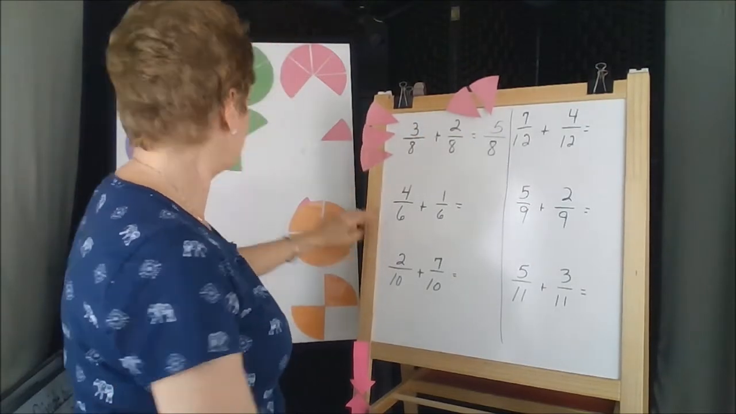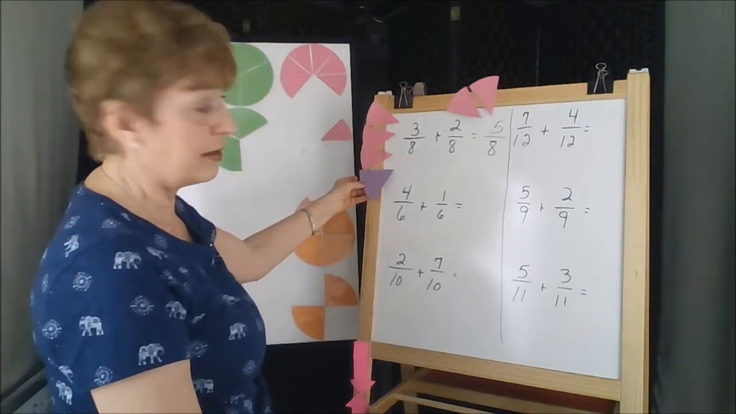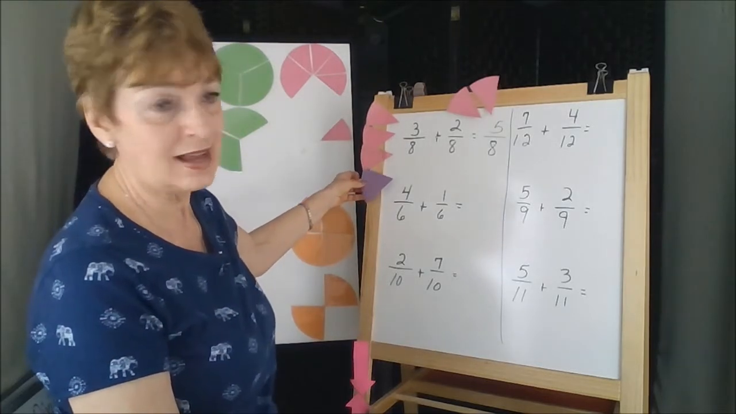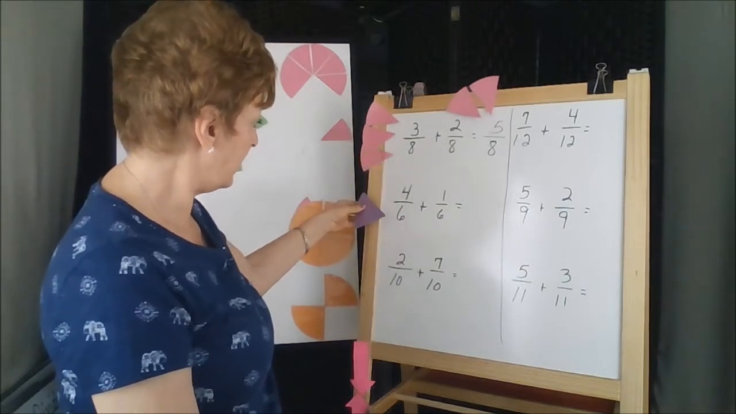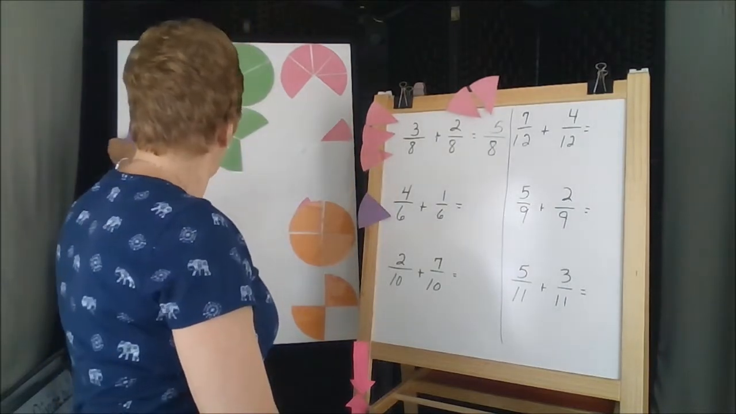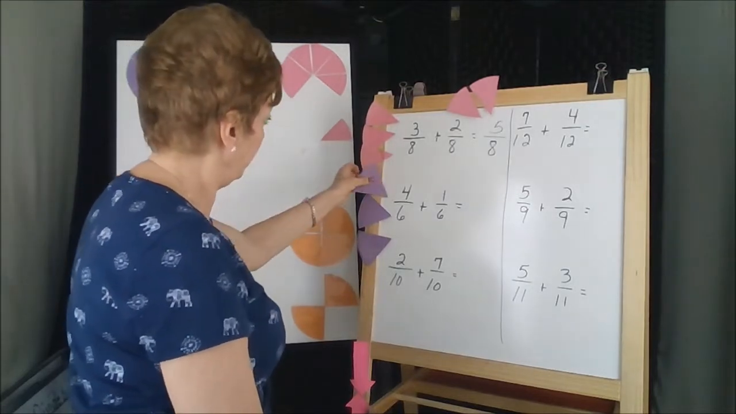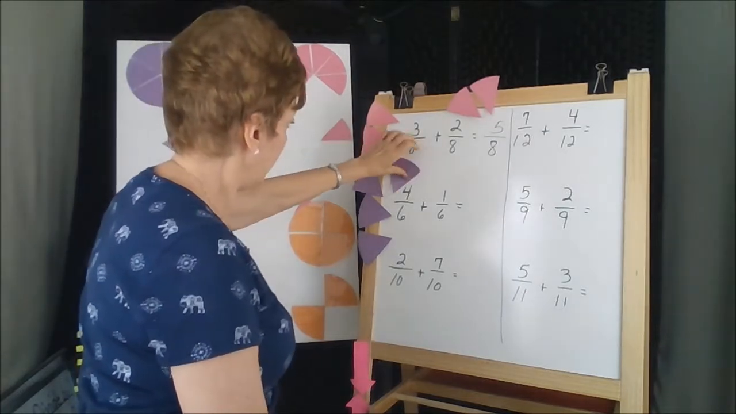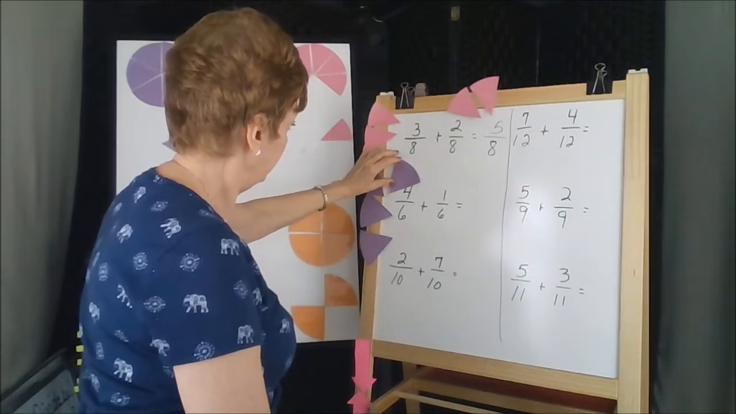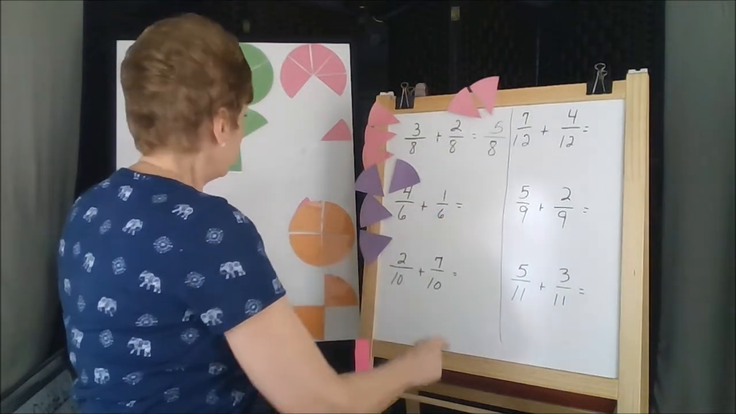Here are sixths. That's a bit larger. See, the size of the sixths are different than the size of the eighths. We have 4 of these sizes. 1, 2, 3, 4 of them. And 1 more sixth over here.